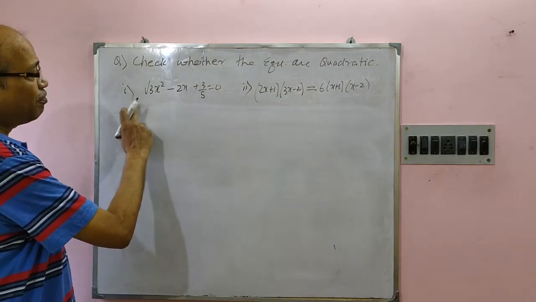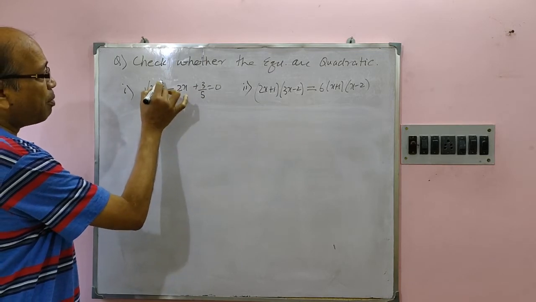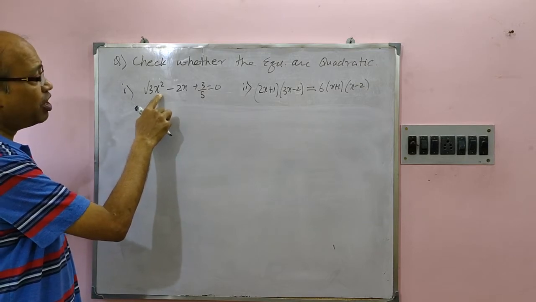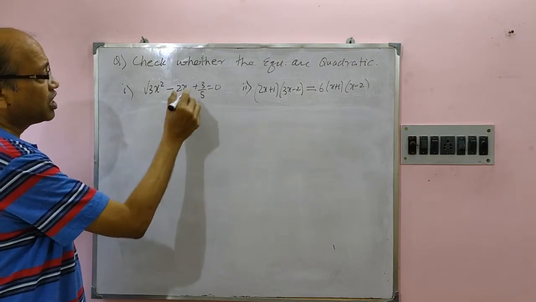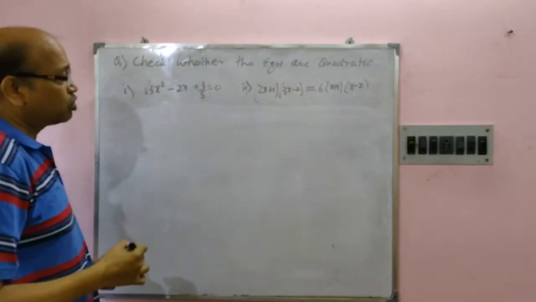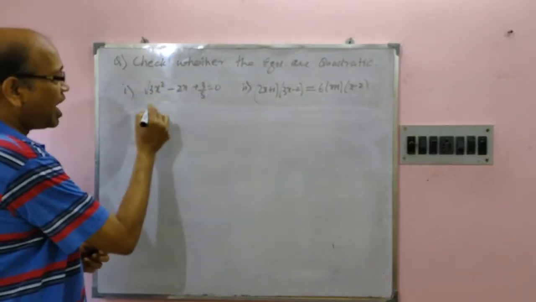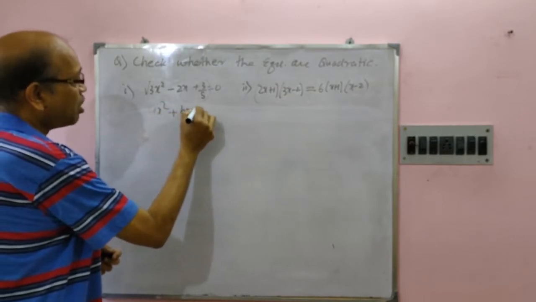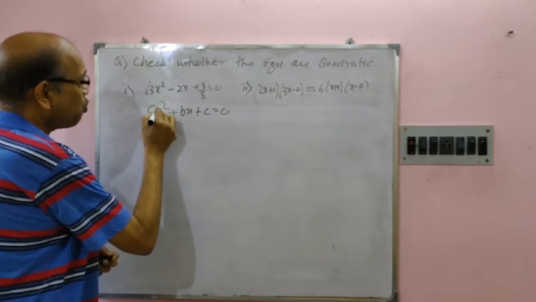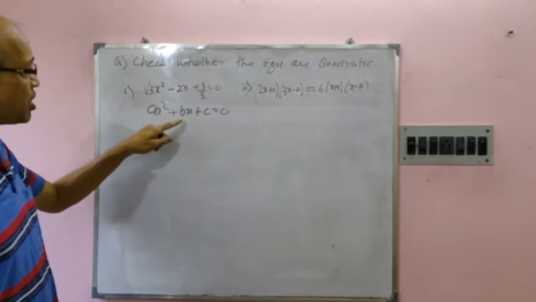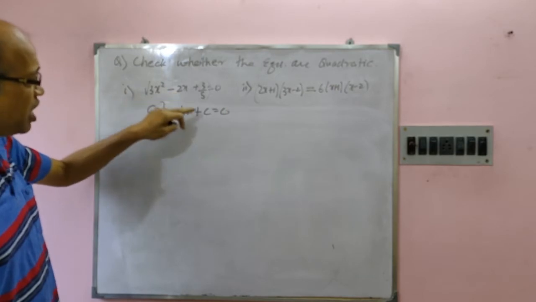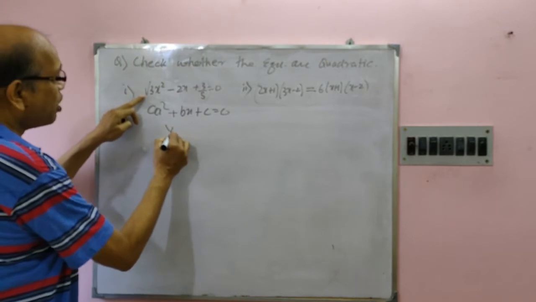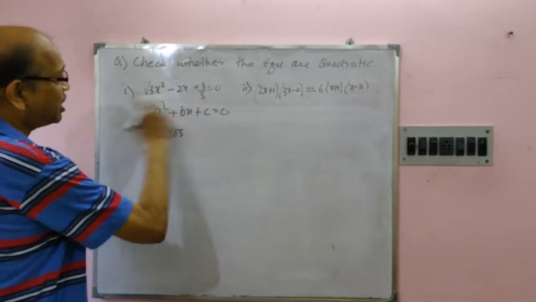So see, the first one, here the power of the variable x is 2. Therefore, it is a quadratic equation. This is in fraction, so what is it? Let it be, but it is a constant term. It is like ax squared plus bx plus c equals to 0, where a is root 3, b is minus 2, and c is 3 by 5. So this is in the form of a quadratic equation. Yes, it is a quadratic equation.